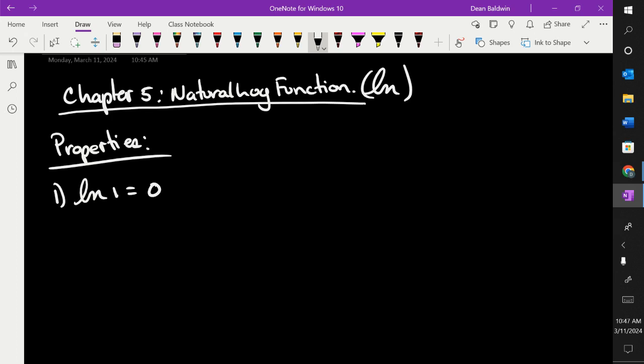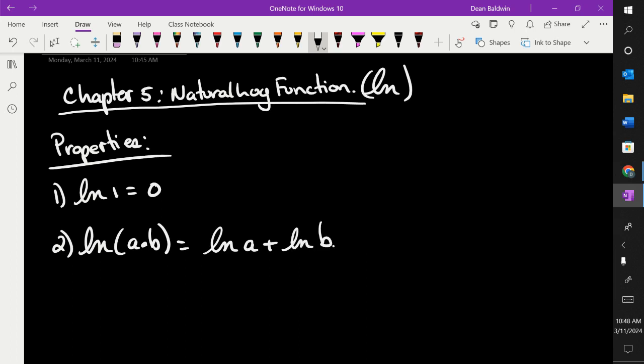Okay? Remember the numbers that you're logging are called arguments. If you're logging two numbers that are multiplied, what can you do with the arguments? You could add them. Natural log of A plus natural log of B. All right. So multiplying the arguments is the same as adding the logs of each individual argument.